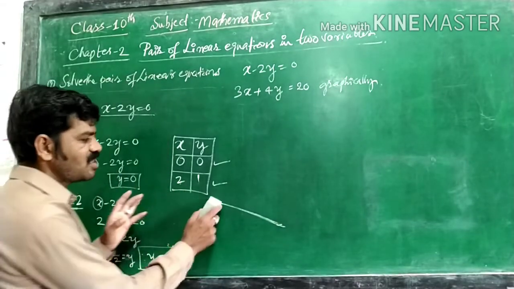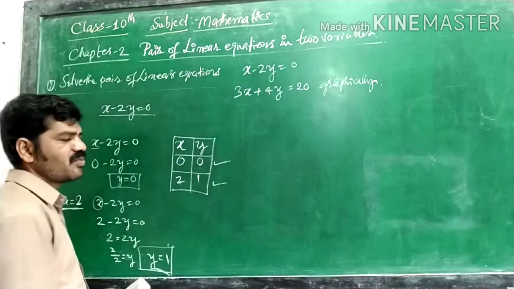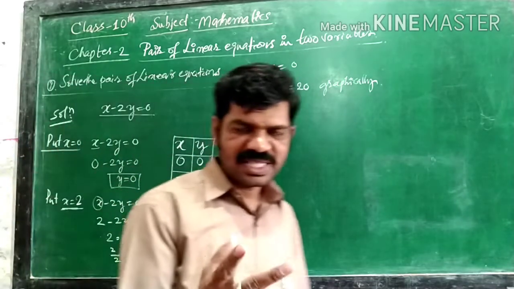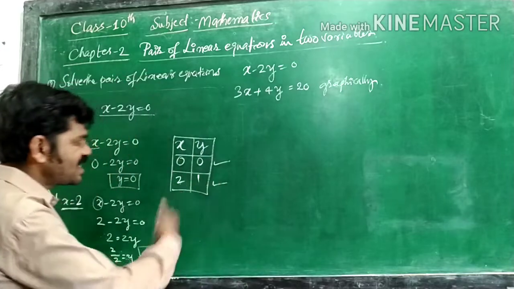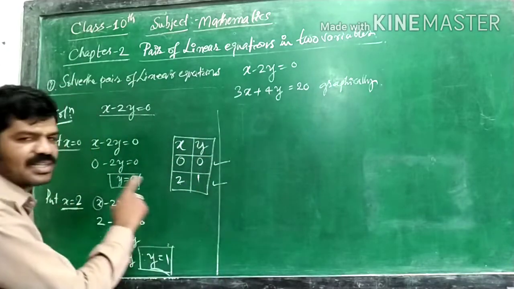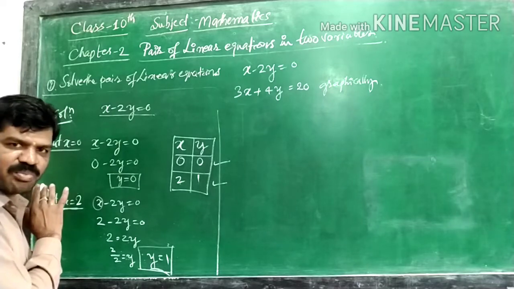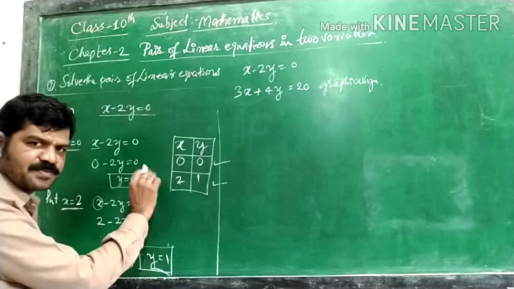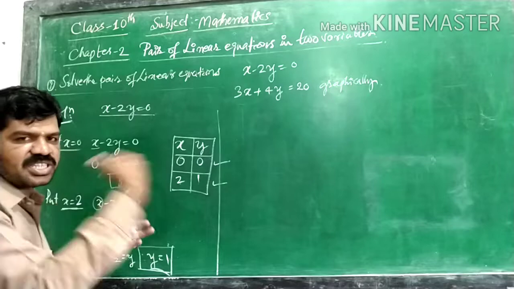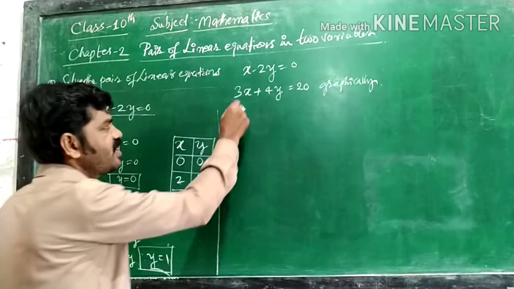This is because we need only 2 points, so we complete this equation by taking one xy value as one point and another xy value as another point. So this can be represented in a graph. Okay, now we take the next one.